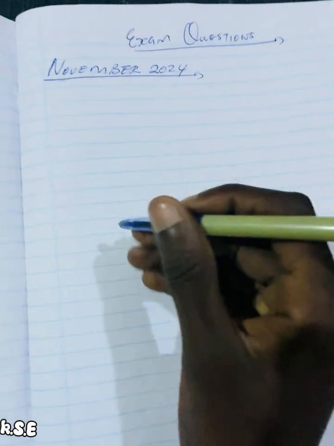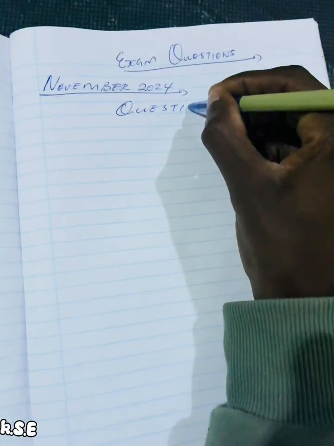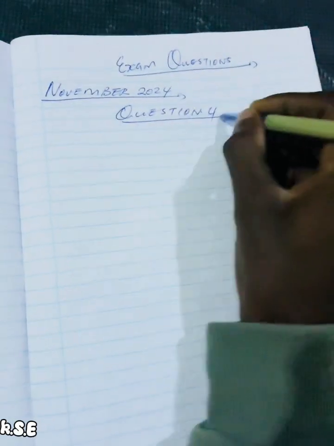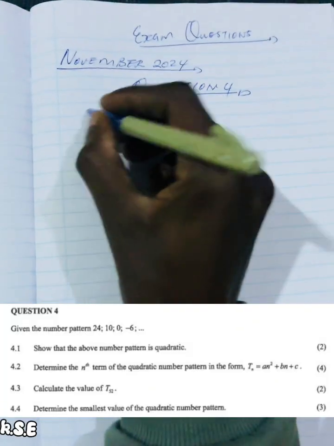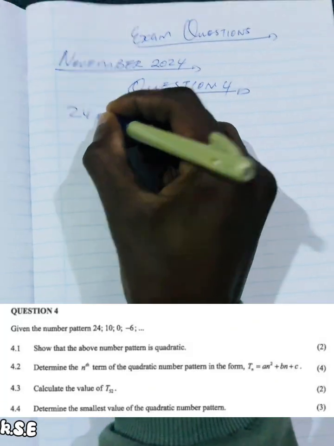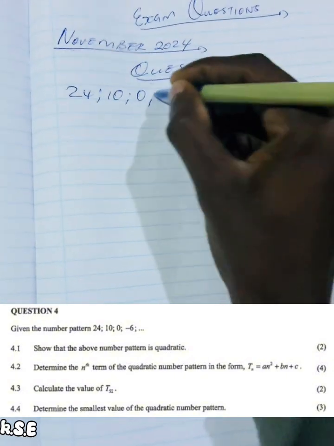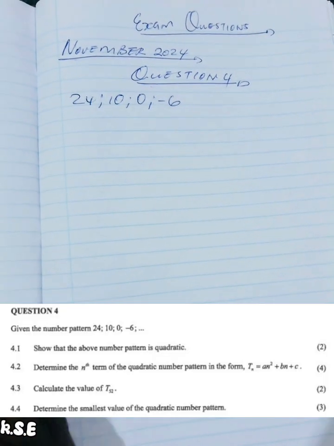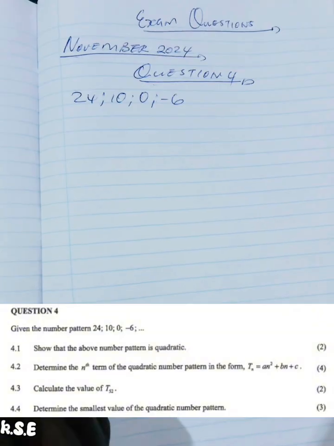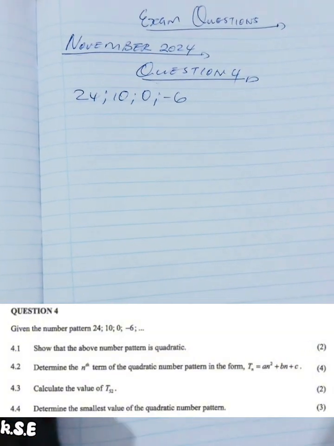Okay, so the first one, which is question 4, we're going to do question 4. It's about the quadratic number pattern. Question 4 says, given the number pattern 24, 10, 0, -6. Then the first question says: show that the above number pattern is a quadratic.